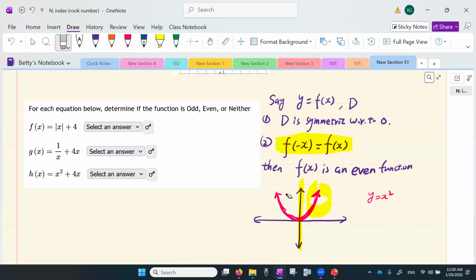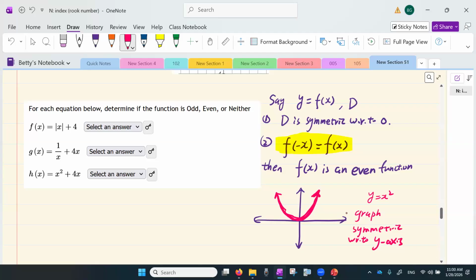Then the function is even. So graphically, an even function is symmetric. The graph is symmetric with respect to the y-axis. Graph symmetric with respect to y-axis. All right.